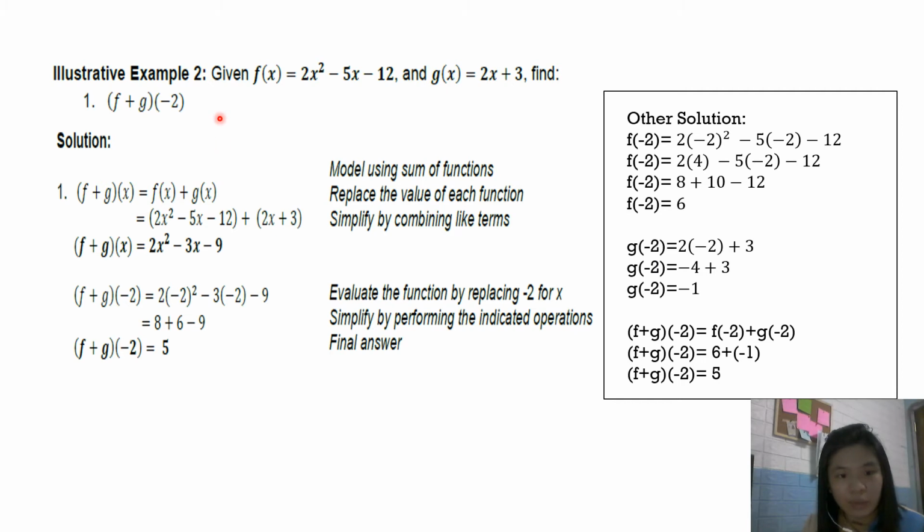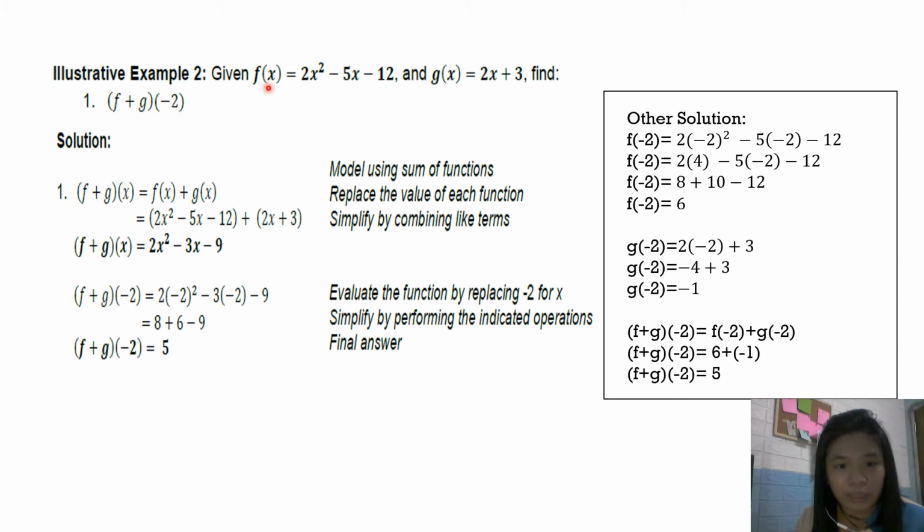So, let us now have example number 2, which is a combination of operation of function and evaluation of function. So, same lang naman yung process, no? We have two solutions there, the first solution and the second solution. Sa SciPax nyo, nakalitaw lang yung first solution, pero pwede nyo ring gawin yung second solution, mag-a-arrive din kayo sa same answer. So, bahala na kayo kung ano yung gusto nyo gamitin na method.